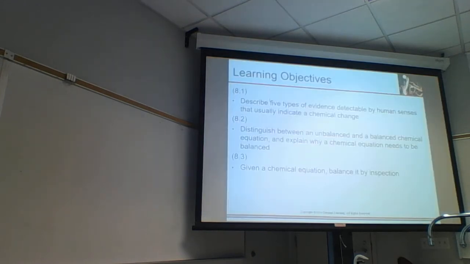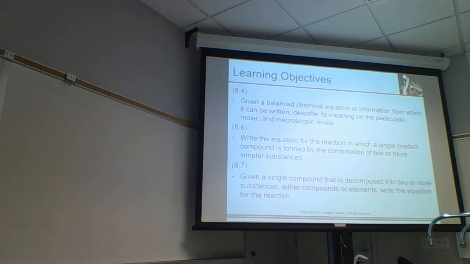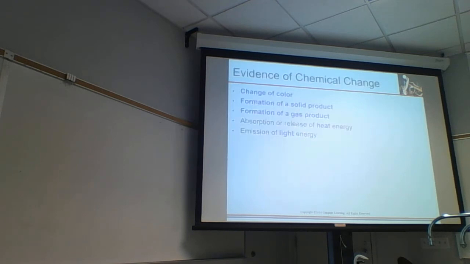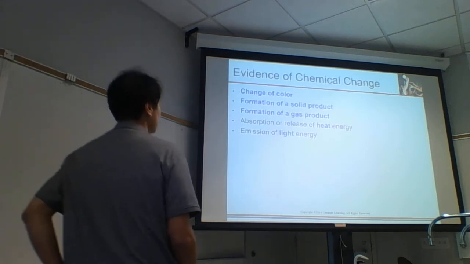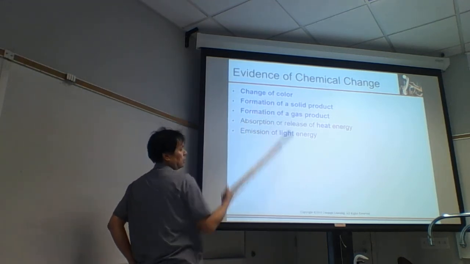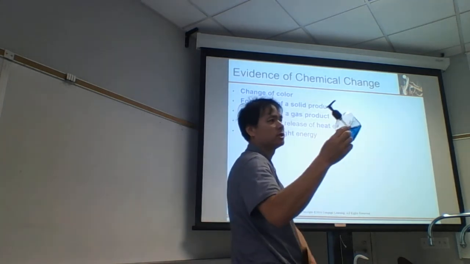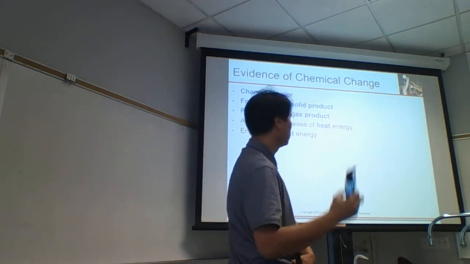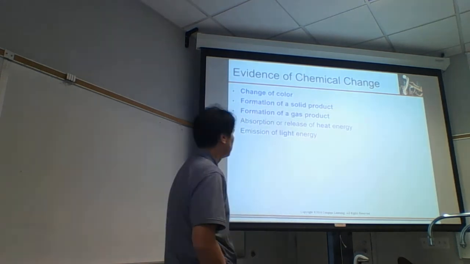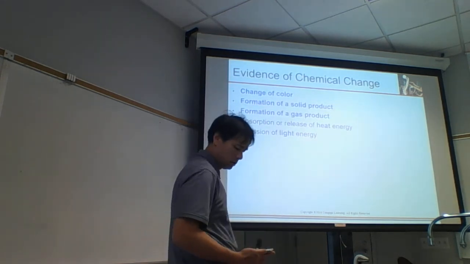So chemical reactions. Well, evidence of a chemical reaction. Change of color. Change of color doesn't always indicate one, change of color might be dilution. Like if you add water to this, it'll change the color. And so we got to be careful. Change of color may or may not indicate a chemical change.